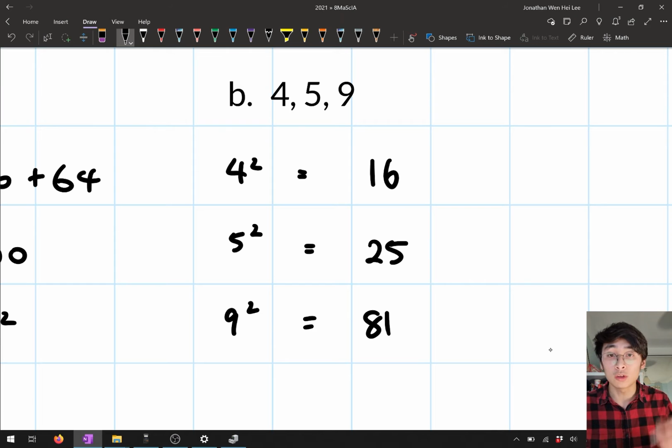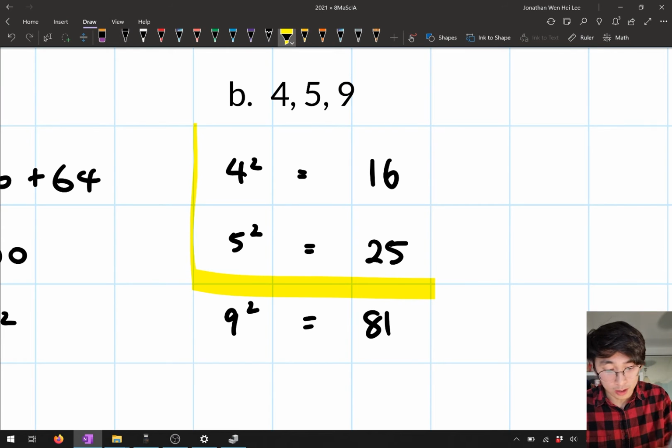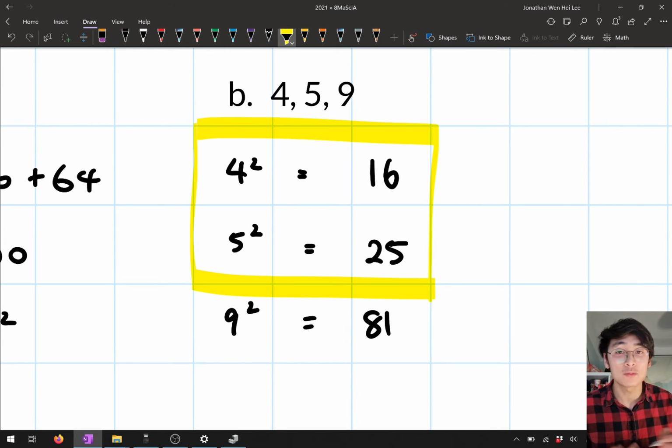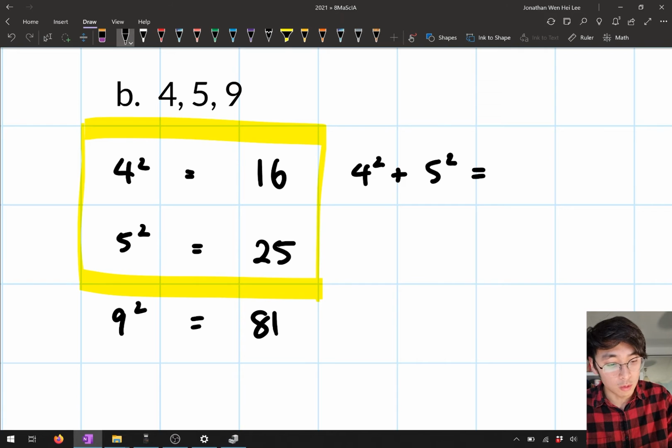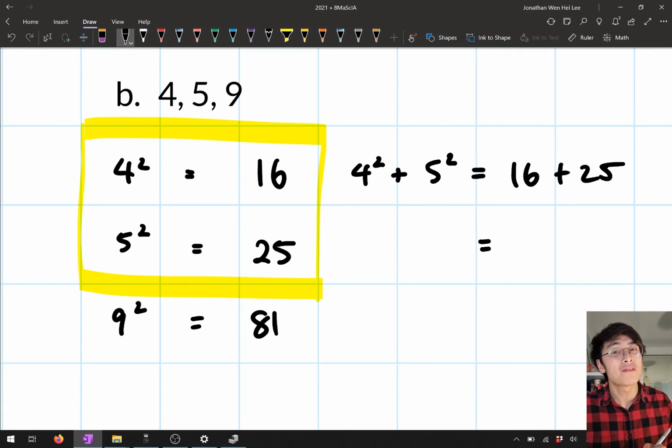So here, once we've done that, we're going to take the two smaller ones, 4 and 5, and add them together. And if it equals 9 squared, so if it equals 81, that means that these three numbers are a Pythagorean triad. So let's do that. Here on the right hand side, I'm going to go 4 squared plus 5 squared is equal to, well, we've got 16 plus 25. 16 plus 25, I believe, gives me 41.